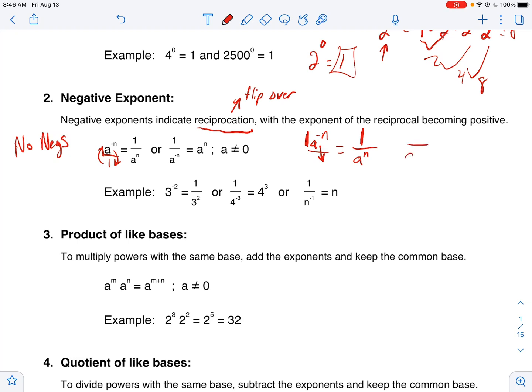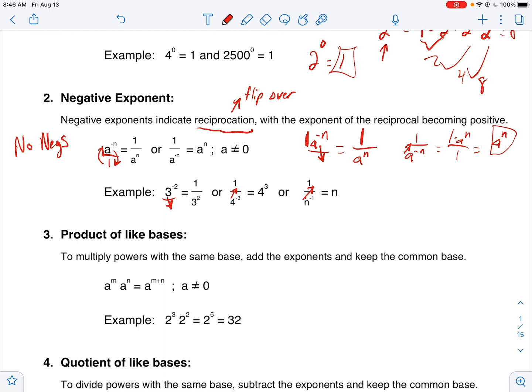And the reverse is also true. If I've got 1 over a to the negative n, that's going to mean the base, the a, jumps to the top. So I've got 1 times a to the n, and then I've got a 1 left down here. And I don't really need those. I can make them invisible, because 1 times anything is itself, and anything divided by 1 is itself. Okay? So they've got an example here, and that 3 is going to jump to the bottom and it turns positive. That 4 is going to jump to the top and it turns positive. That n is going to jump to the top and it turns positive. That's what you do with negative exponents.